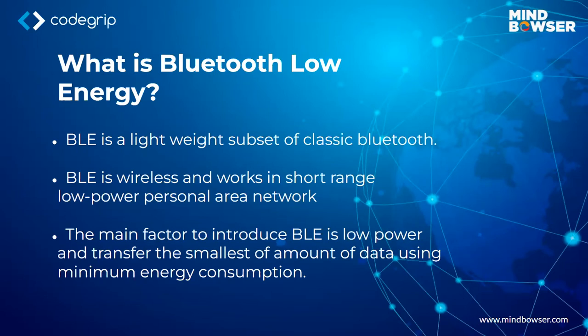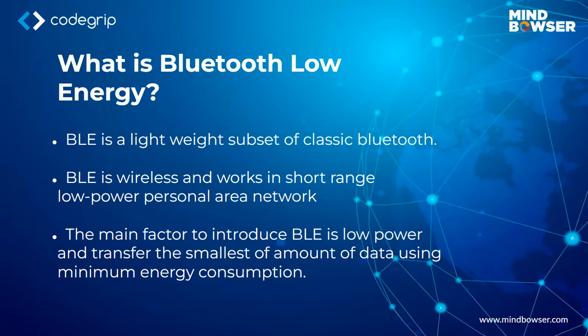It works in a short range, low power personal area network, and the most important thing to know is BLE works on low power and transfers the smallest amount of data using minimum energy consumption. The difference is that BLE devices remain asleep in between connections. They are also designed to only communicate for a few seconds when they do connect. Switching off and on between transmissions allows devices to communicate effectively at a fraction of the power, and it's not uncommon for BLE devices to last a year on a single battery.